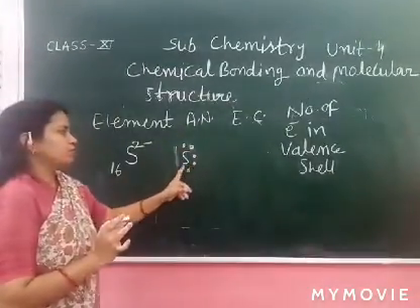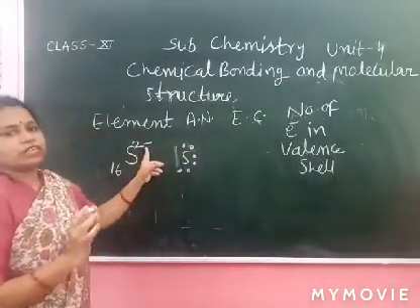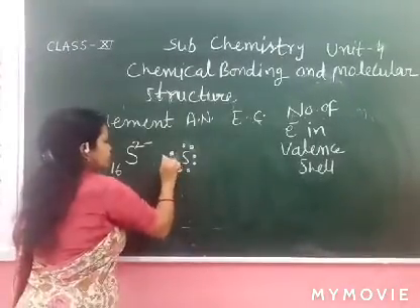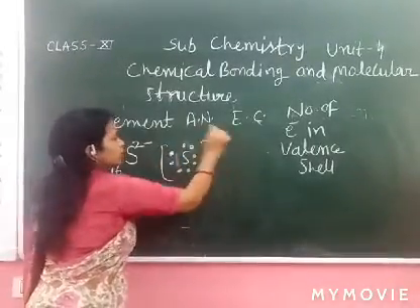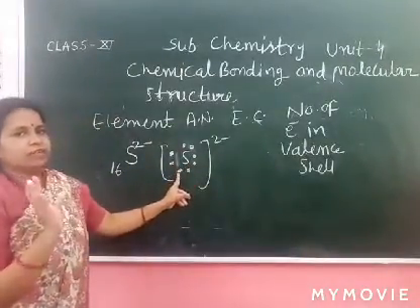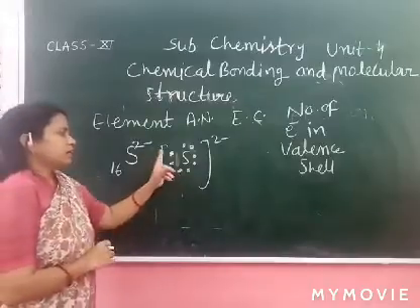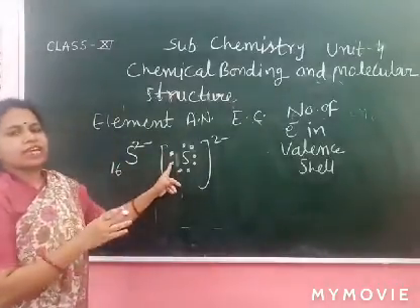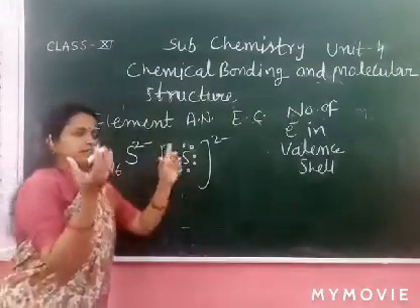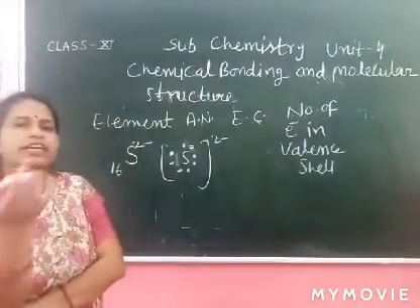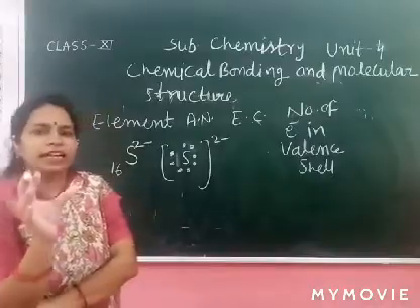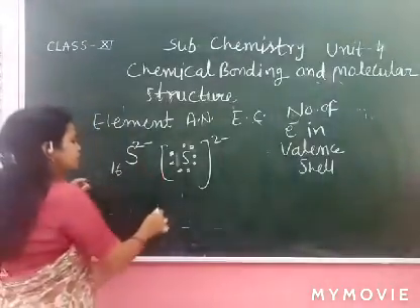1, 2, 3, 4, 5, 6. If the question is sulfide, what do you have to do? 2 electrons are added. Now 6 electrons are already present in the valence shell and sulfur accepts 2 more. Anion means negative charge. When any element attracts or gains electrons, it acquires a negative charge and is called an anion.